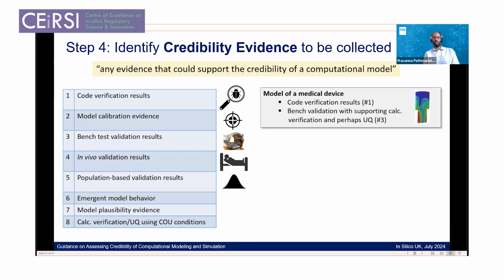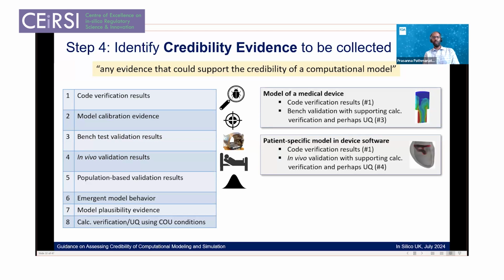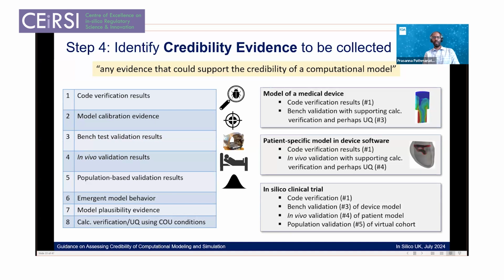So for a model of a medical device, it might be natural to submit code verification, category 1, and bench validation. For a model in device software, it might be natural to submit code verification and in vivo validation, validating the model using clinical data. And then this idea of an in silico clinical trial, which is a little bit more right at the end of this presentation, it might be important to submit evidence for multiple categories: code verification for each of the different components, bench validation data for the device model, in vivo validation for the patient model, and population validation for the overall cohort.